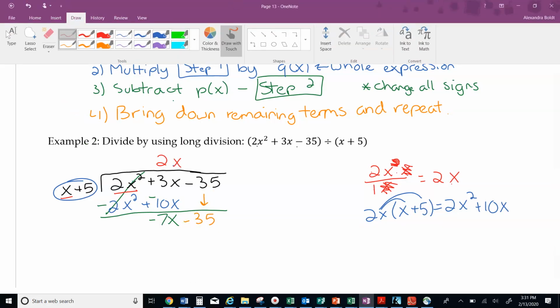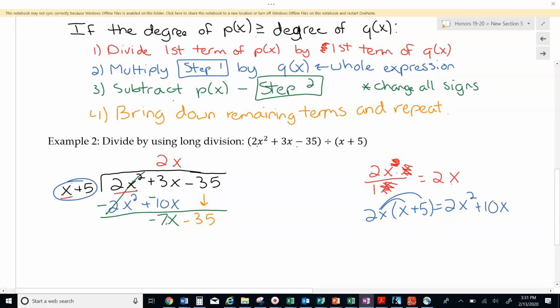Okay. Repeat, right? Because this and this are now equal degree. They're both an exponent of 1. So I'm going to repeat. So I'm going to do negative 7x over x. This one's easier. We see our x's cancel and we're left with negative 7. I'm now multiplying that minus 7 times x plus 5. That's negative 7x, right? And minus 35.